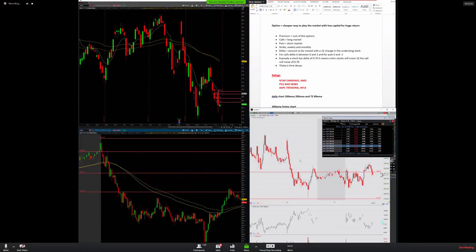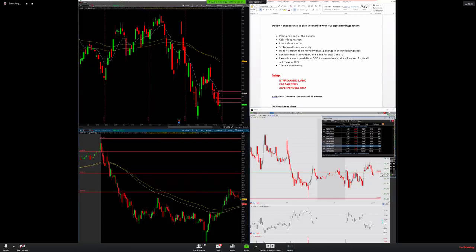No reason to buy 100 shares, 200 shares, 300 shares, 1,000 shares here. Just buy one contract. So this is basically trending Netflix or trending stocks, something like Apple.